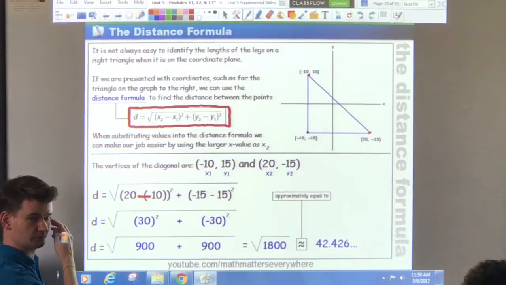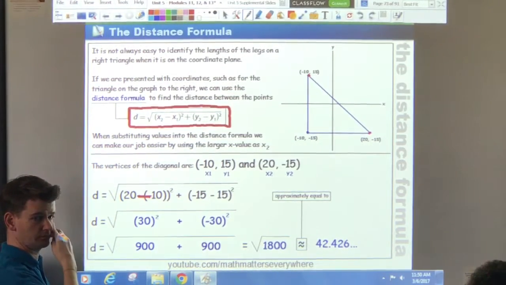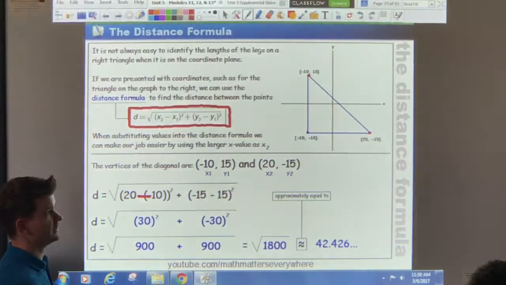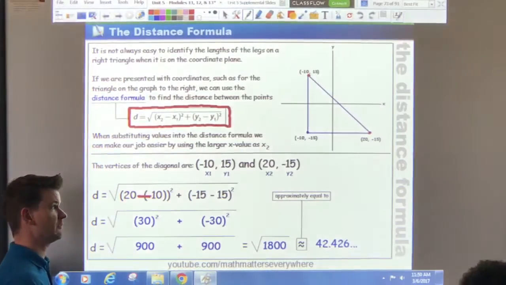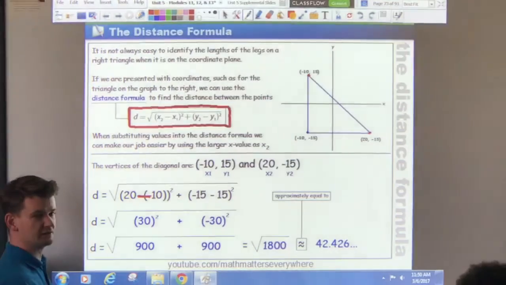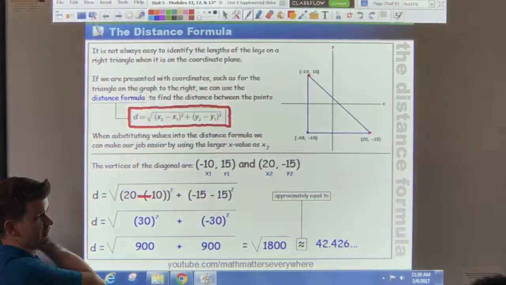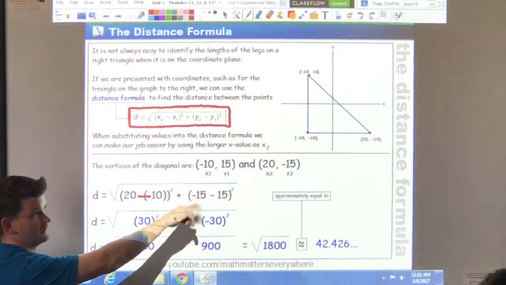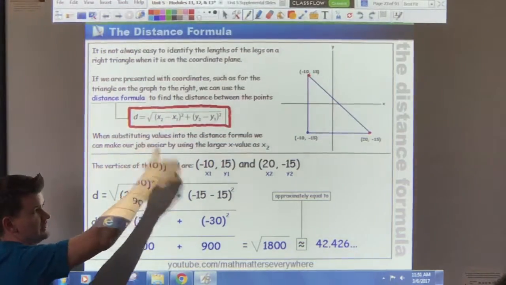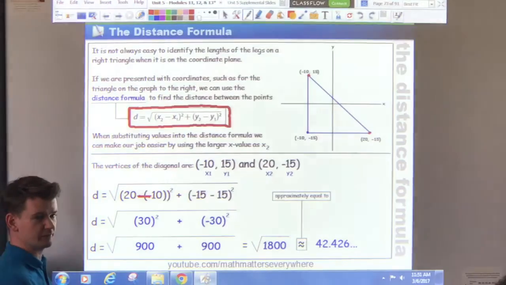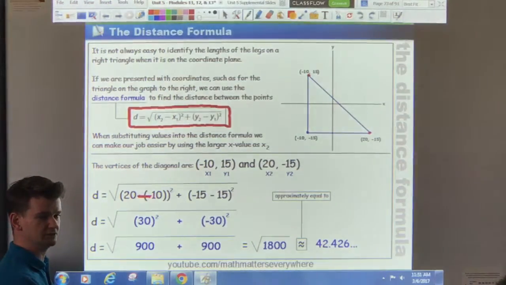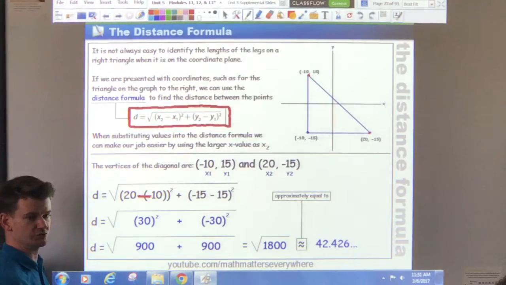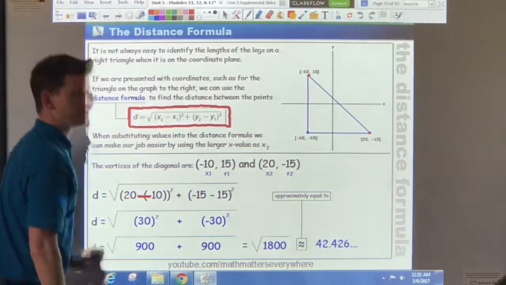Will they ever ask us to find the legs? Well, you can find the legs the same way. You can substitute them in the formula. Usually you calculate the length of the hypotenuse. If you want to find the length of the bottom leg, you would just use those coordinate pairs as well. If you want to find the length of the vertical leg on the right side, you could use those coordinate pairs. Will they ever ask us to find legs? Why not? They could. And you would know how to do it, right? Same process of using the distance formula. Questions on the first one?